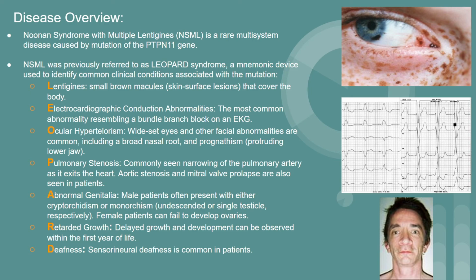The A stands for abnormal genitalia. In your male patients, you'll often see undescended or single testicles, and in female patients, you can see a failure to develop ovaries. The R stands for retarded or slowed growth, and you can see that very easily within the first year of life. And finally, D is for deafness.